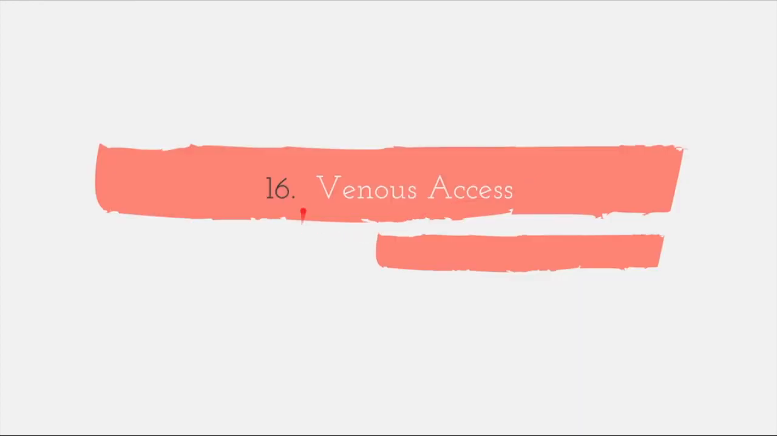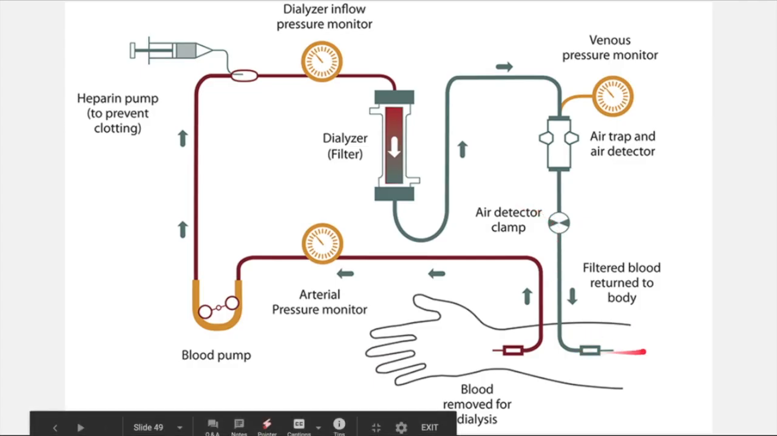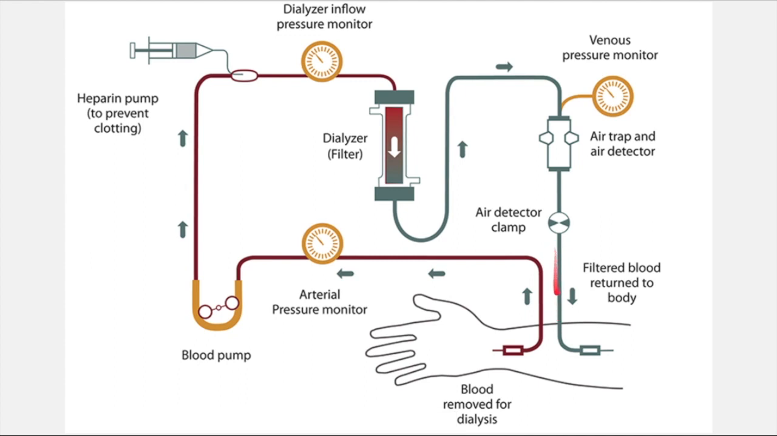Next is then the venous access. So as you can see here, this is the venous access. The venous access is where the filtered and clean blood will now go into the patient and into the patient's circulatory system. Okay, and that is it, you guys.